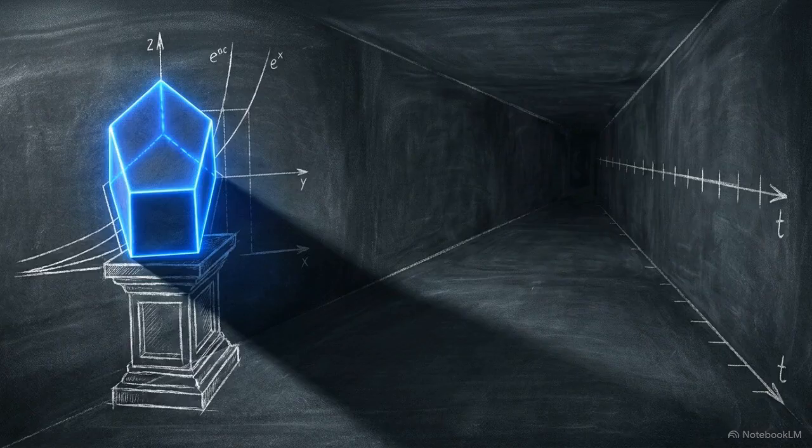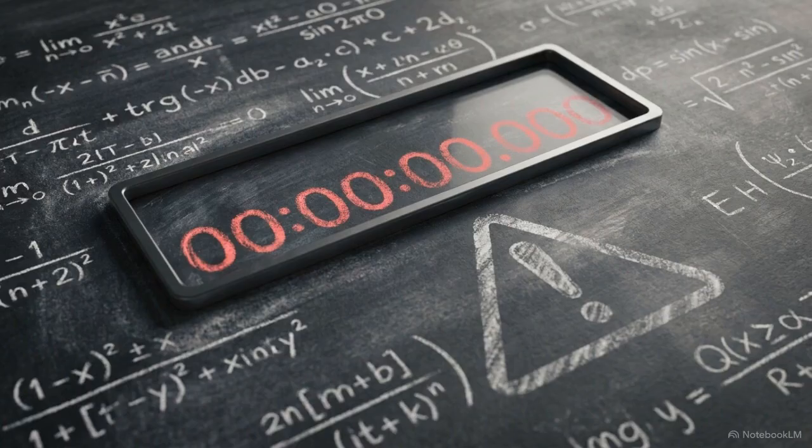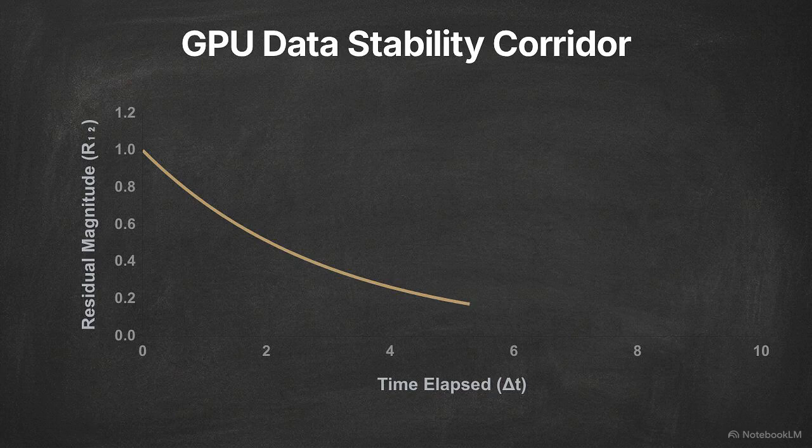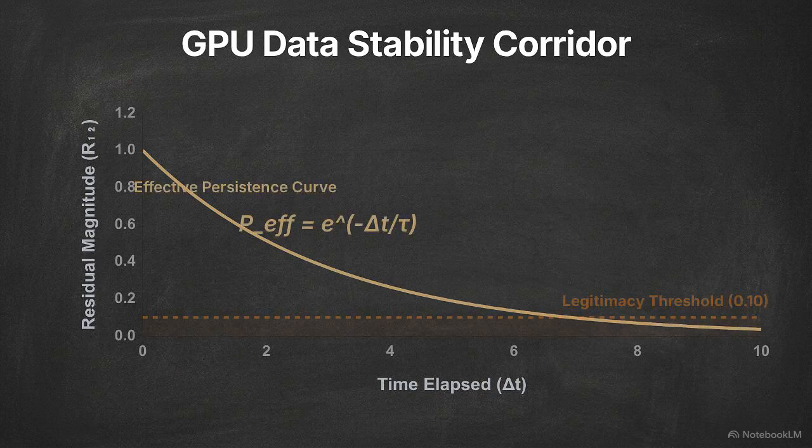With the spatial problem solved, the engineering challenge shifts to the temporal axis. The system must determine exactly how long a persistent state can be trusted before the CPU is required to arbitrate. This plot maps the effective persistence curve. Decay over time is calculated as e to the negative delta t over tau.